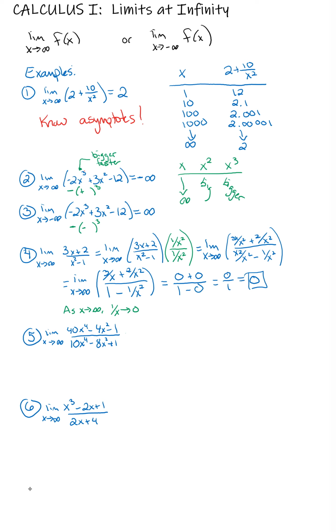All right, let's try this technique again with example number 5. We've got the limit as x goes to positive infinity of 40x to the 4th minus 4x squared minus 1 over 10x to the 4th minus 8x squared plus 1. So I'm going to just rewrite it again. Doesn't take but a second, and it's good to have all of your bits here where you can see them.